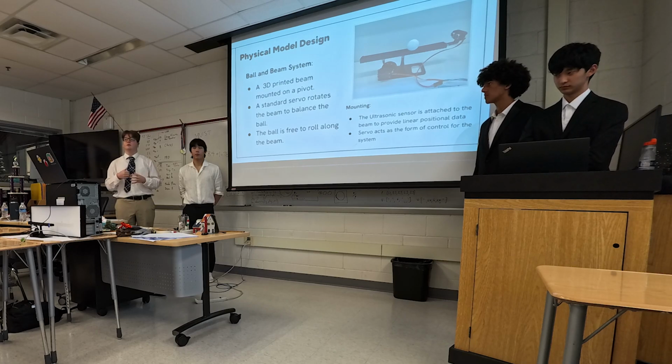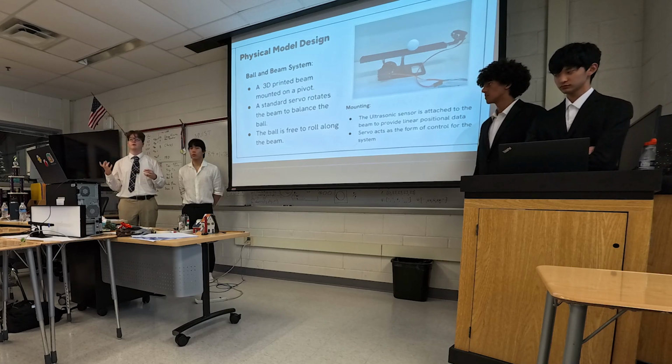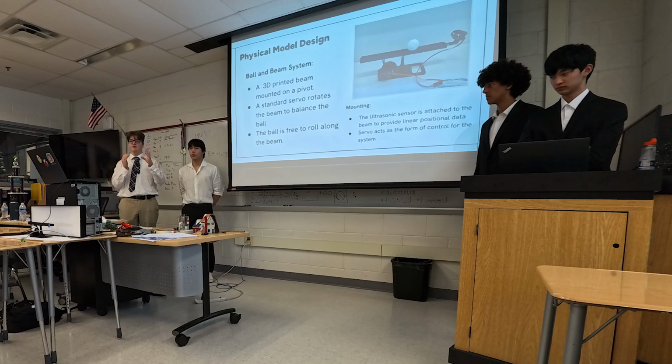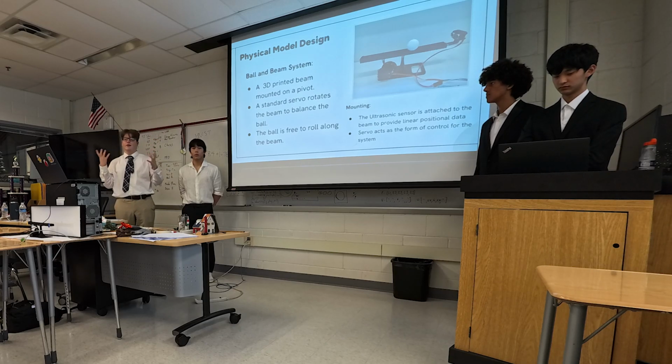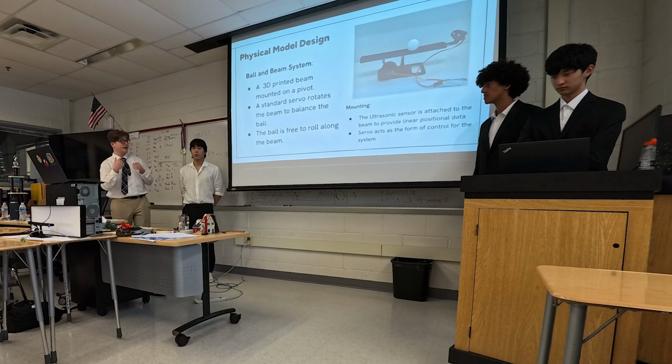Another thing is that the ball has to be fully free to roll on the beam. A problem that we ran into at the beginning of the project was that we were using a golf ball, and golf balls tend to have divots in their surface, and this doesn't allow it to roll freely. It kind of just wobbles in between each divot. So we don't want that. We want a fully smooth ball and a smooth beam so that it can roll freely.